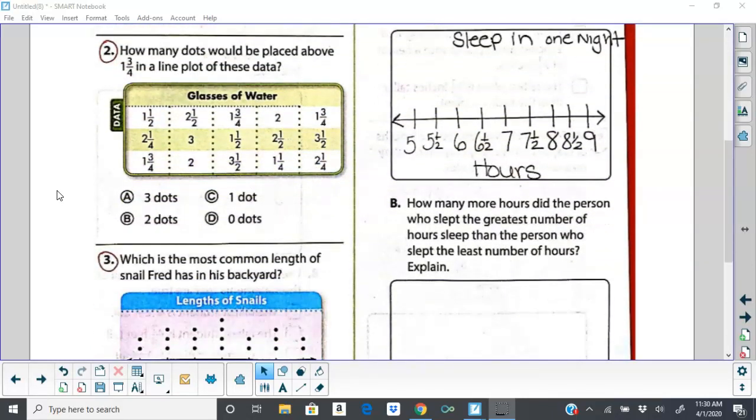Number 2, how many dots would be placed above 1 3/4 inches in a line plot with this data? So you're looking for 1 3/4 and you're filling in how many dots would go on top of 1 3/4 in a line plot. Write on the data sheet here, put checks to help mark your place.